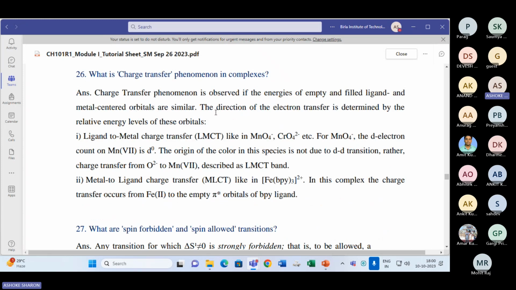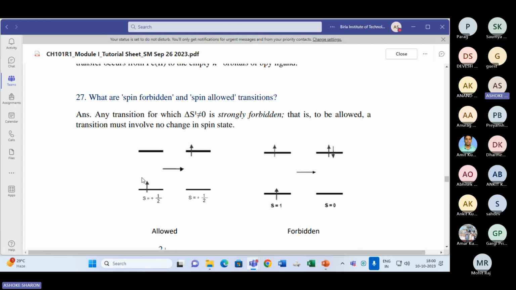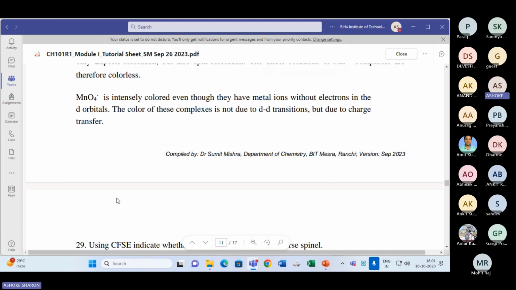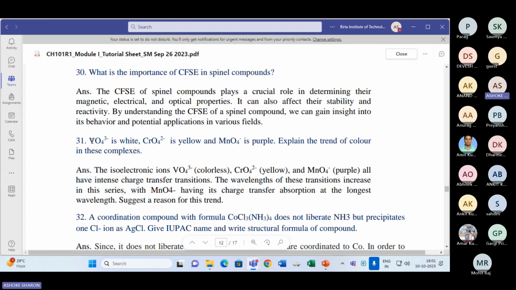What is the charge transfer phenomenon in complexes? I have discussed this. What are spin forbidden and spin allowed transitions? We have also discussed this. [Mn(H2O)6]2+ is colorless, while MnO4- is intensely colored. It has been discussed. Importance of CFSE in spinel compounds: just to check on moving into that void space, if it gains some extra CFSE, then that spinel is followed, whether it is a normal or an inverse one. Similarly, vanadate is colorless, but chromate is colorful.